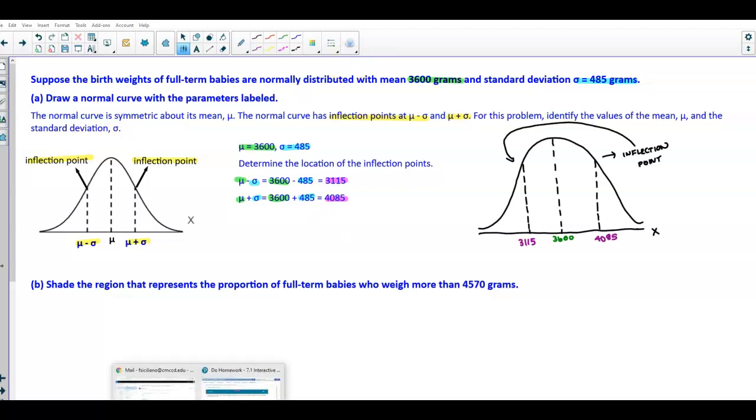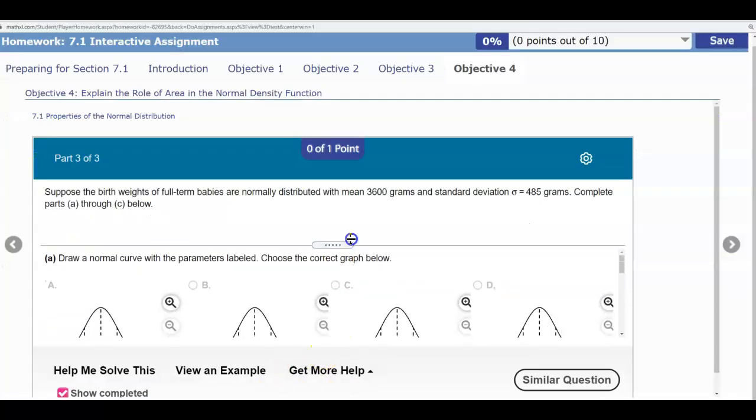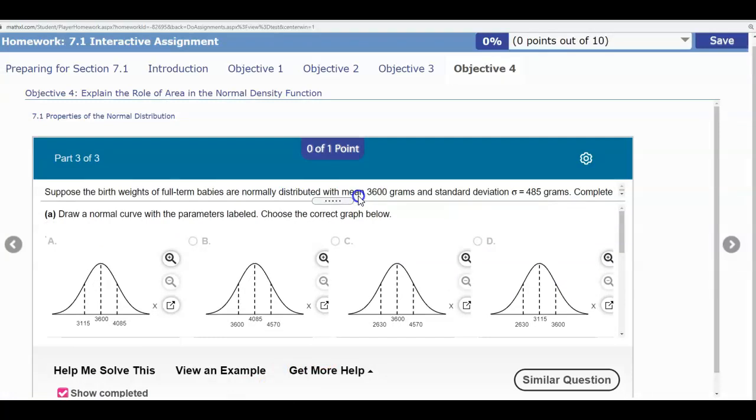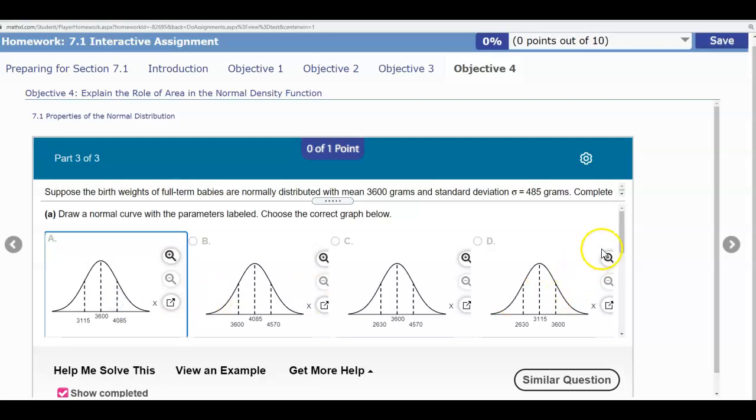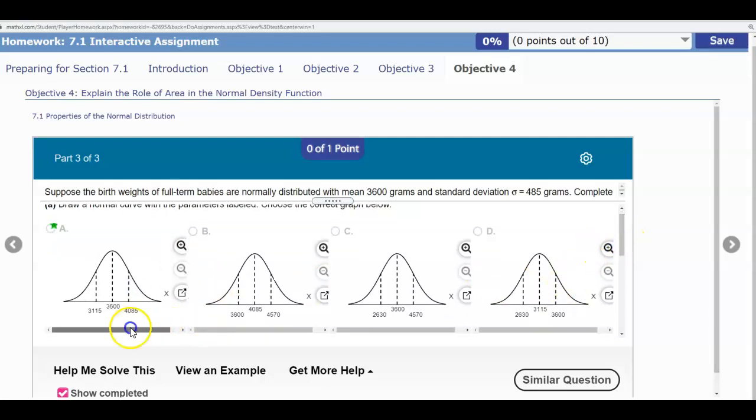Let's go ahead and check our result. We need to pick which graph represents our graph. Here we have the mean of 3,600, there's 3,115 and 4,085, and it looks like that is the one that should be our answer. So A represents our answer, and that is the result.